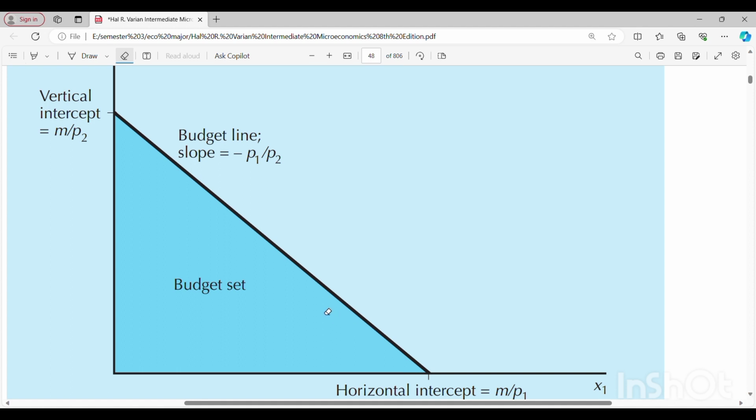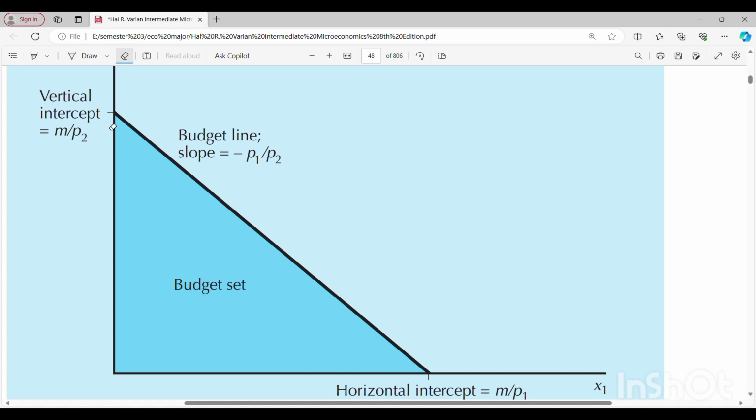Next, this M by P2 and M by P1, how are those denoted? The horizontal and vertical intercepts measure how much the consumer could get if she spent all of her money on good 1 and good 2 respectively. So in order to depict the budget line, just plot these 2 points on the appropriate axis of the graph and connect them with a straight line. M by P2 here and M by P1 here.